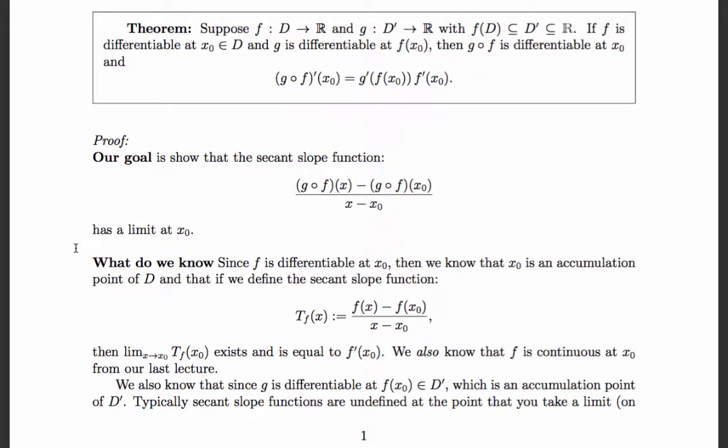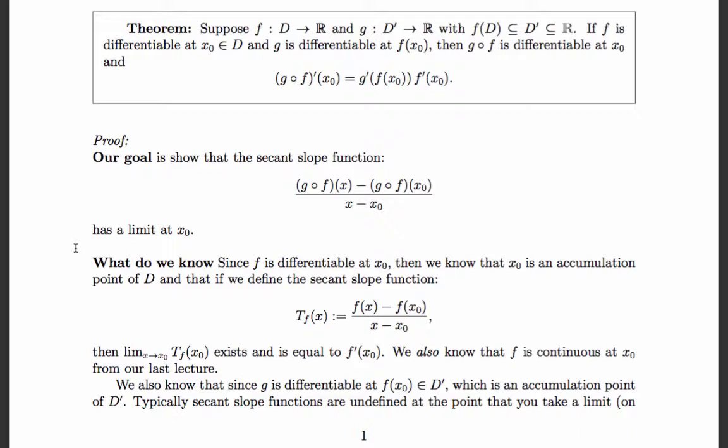So let's give a statement of the chain rule. Suppose f maps D to R and g maps D prime to R. The image of f is inside the domain of g. Now, of course, that has to happen because we're composing g and f. In other words, x gets operated on by f, and f of x gets operated on by g. Right? We're considering the function g of f of x. Whatever f outputs has to be a feasible input to g.